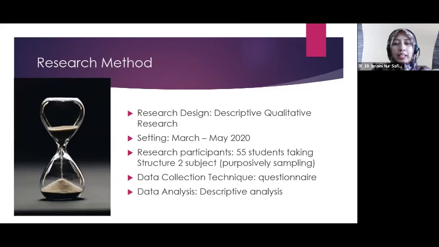The next part of this presentation is research method. This research is descriptive qualitative research. It was done from March to May 2020. It was done to 55 students taking Structure 2 as their subject. And then the data were collected by using questionnaire. And the data were analyzed by using descriptive analysis.